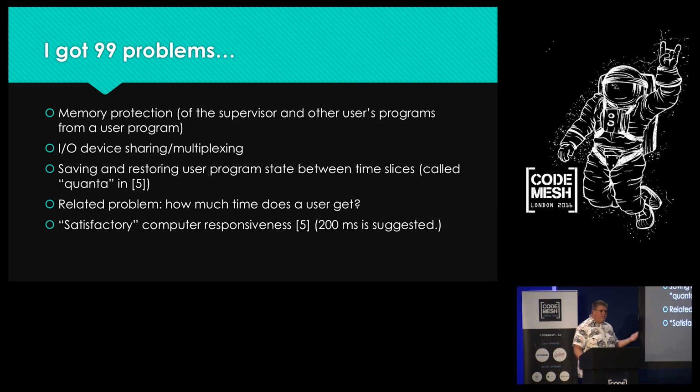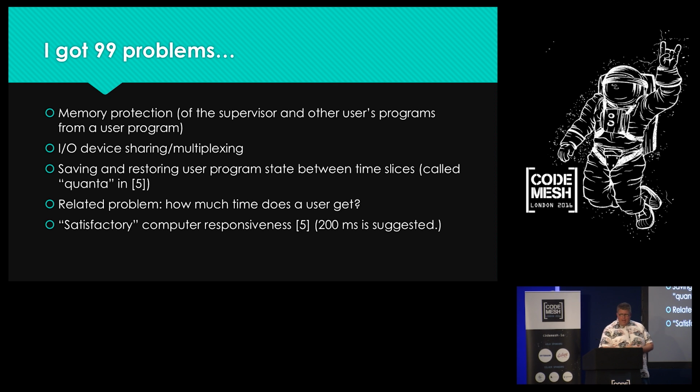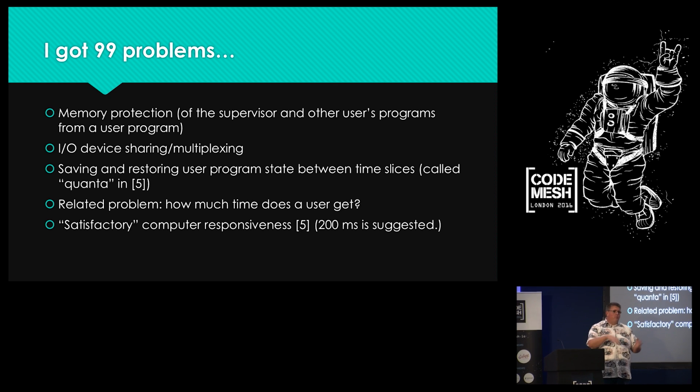Some of these things are memory protection, I/O devices, how to decide who gets to see what messages, and saving and restoring user state between time slices. When it's time for your slice to go off the CPU, how do you store it? How do you get it back into memory? Also, how much time does a user get? What's the right time slice to give a user for their computations? How much do they deserve? And then, is there satisfactory responsiveness? If you press a key on the typewriter, how long is it before you see a response from the computer? That's actually something that was interesting.